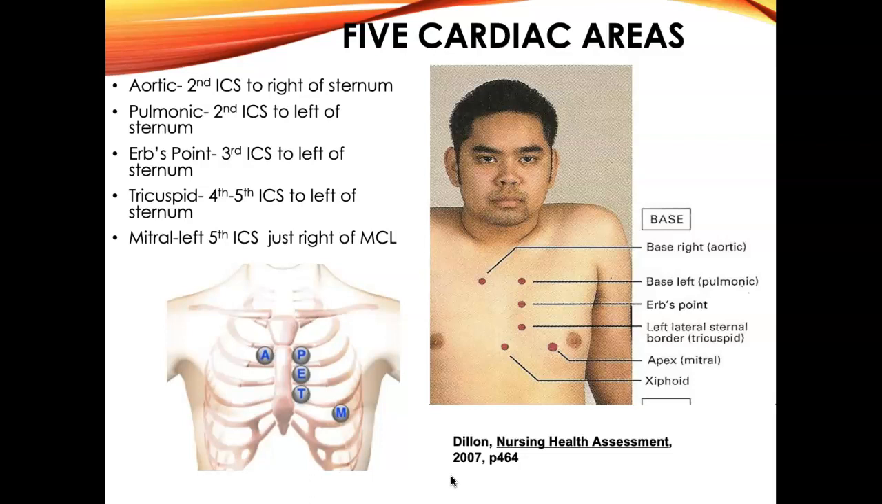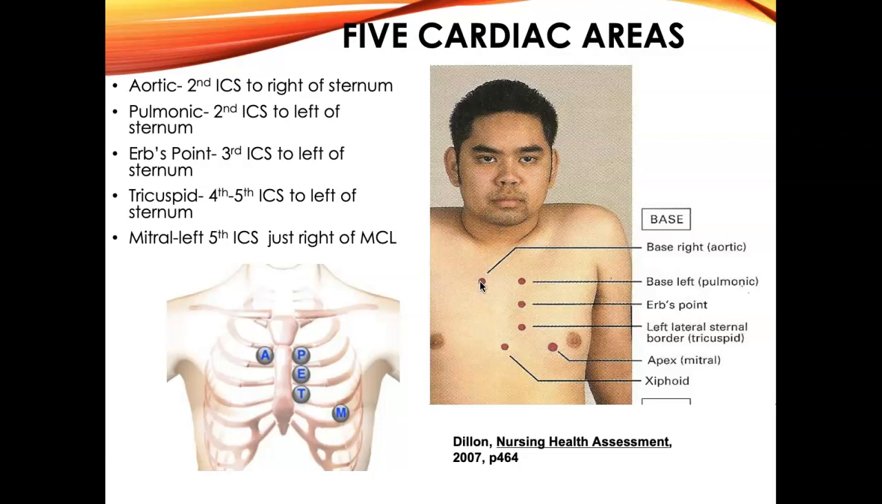All right. So the aortic, it says second ICS to the right of the sternum. There are a few little abbreviations we use, but you're going to pick those up real quick. So the aortic area, if you go over here, this is the aortic area. It's at the second intercostal space to the right of the sternum, or on the right sternal border.